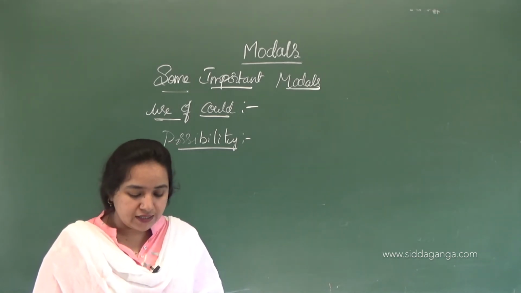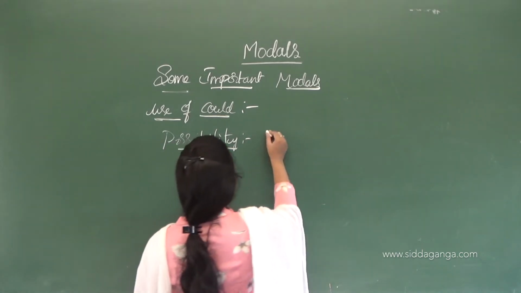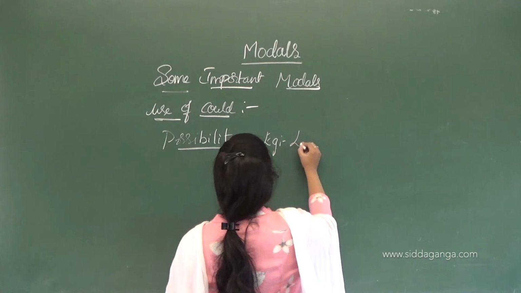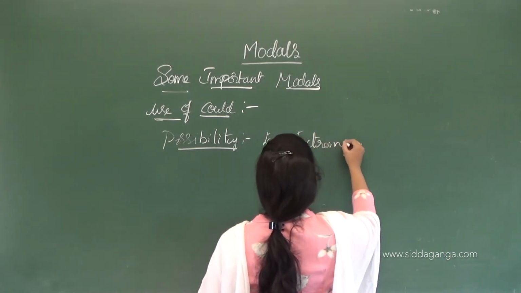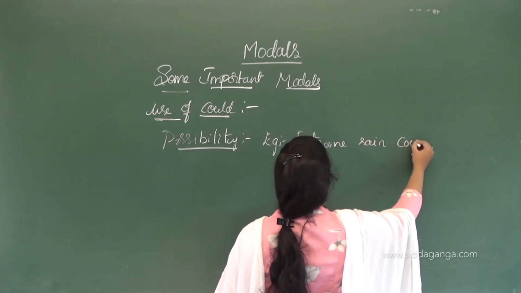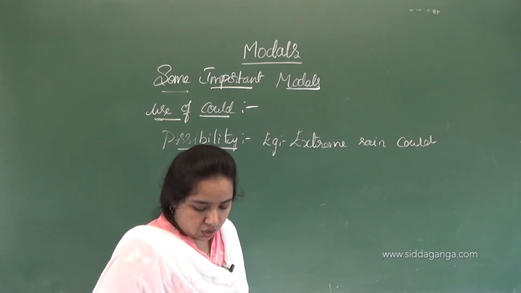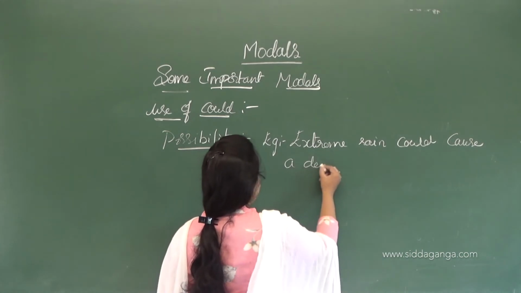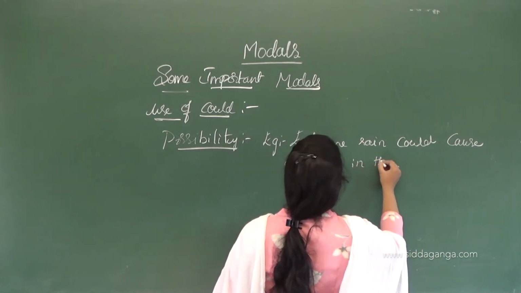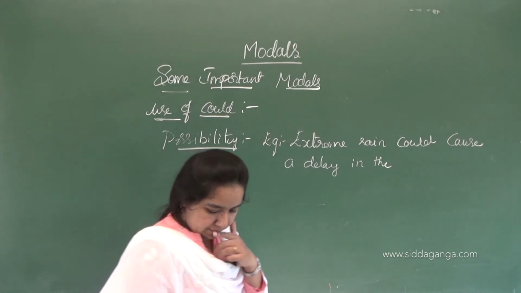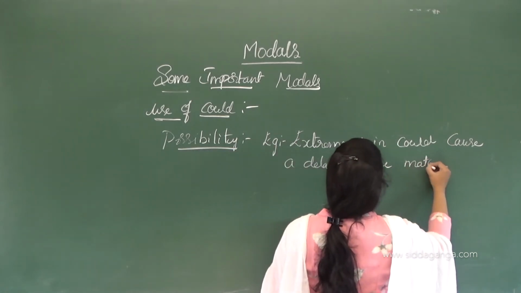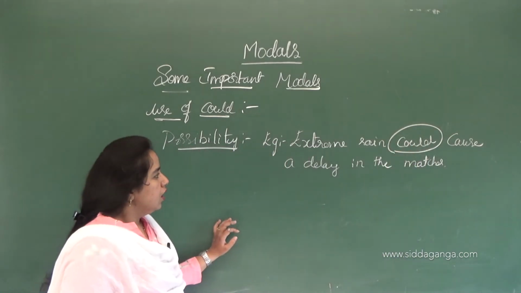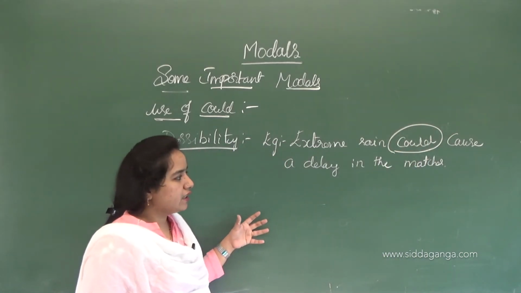Extreme rain could cause a delay in the matches. So, as an example to express possibility: extreme rain could cause a delay in the matches. You can see this could is used here. Extreme rain could cause a delay in the matches.